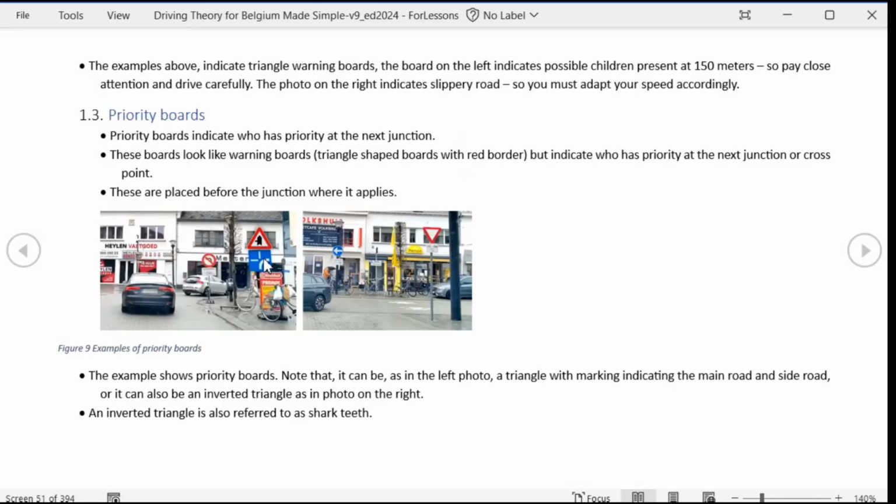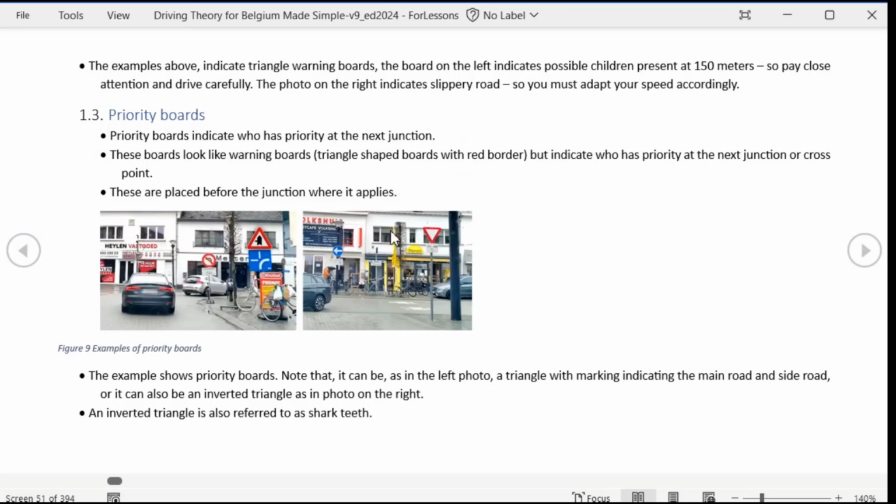A thin line indicates the traffic on the thin line road must give priority to the traffic which is on the thick line road. Okay, so if you're driving on the thick line road, for example, if you're driving here and you're taking a right turn, then you have priority. Any traffic coming from the left will give you priority in this case.